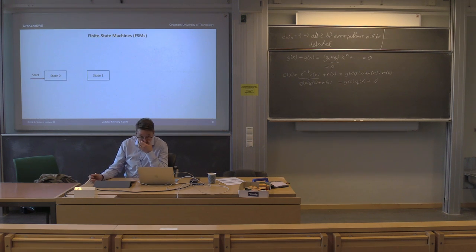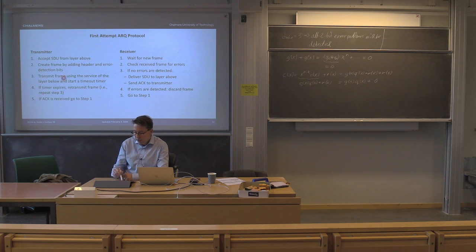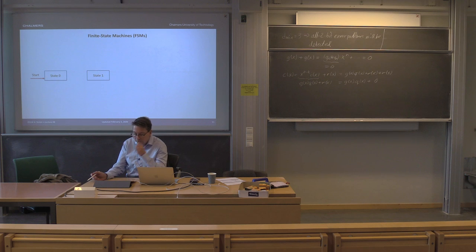So to explain what could be wrong here, we would like to explain how these protocols work in terms of finite state machines. It's just a fancy way of encoding these words into a diagram where you can make some analysis on it. So a finite state machine is a machine where you have a number of states and there are a finite number of states.